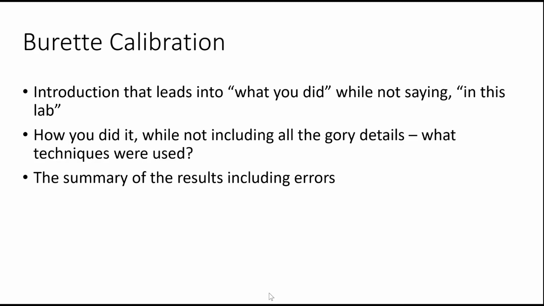Next, you have to say how you did the experiment, but at the same time, do not include all the gory details. That would be found in the body of the experimental lab report. In this case, you're just writing an abstract. But you can say what techniques were used. We'll look at some examples shortly. You also need to include a summary of the results, including some description of the errors.